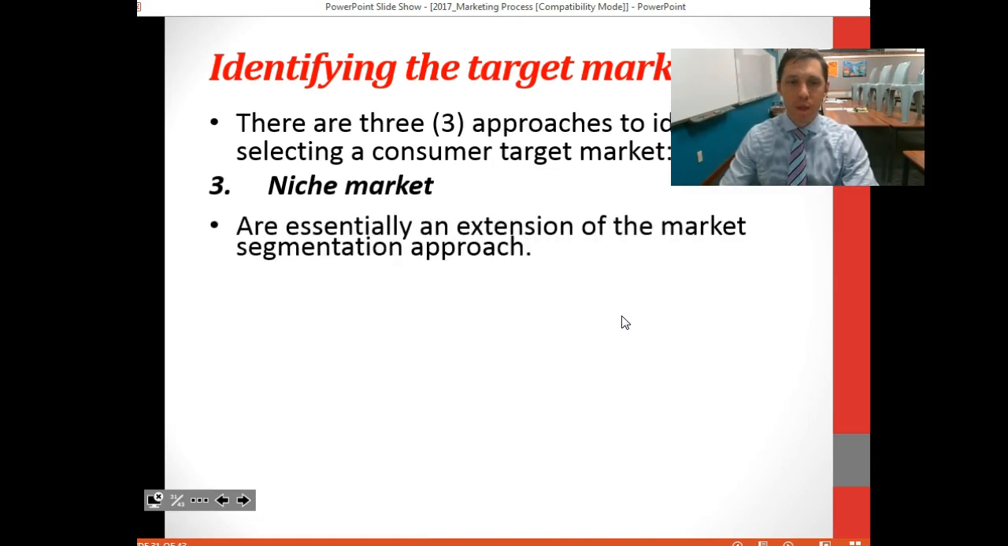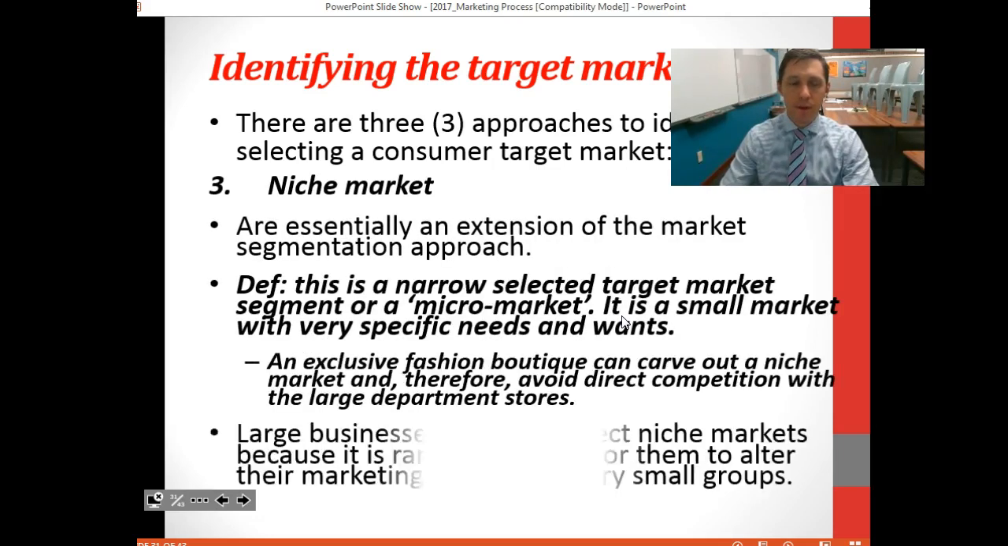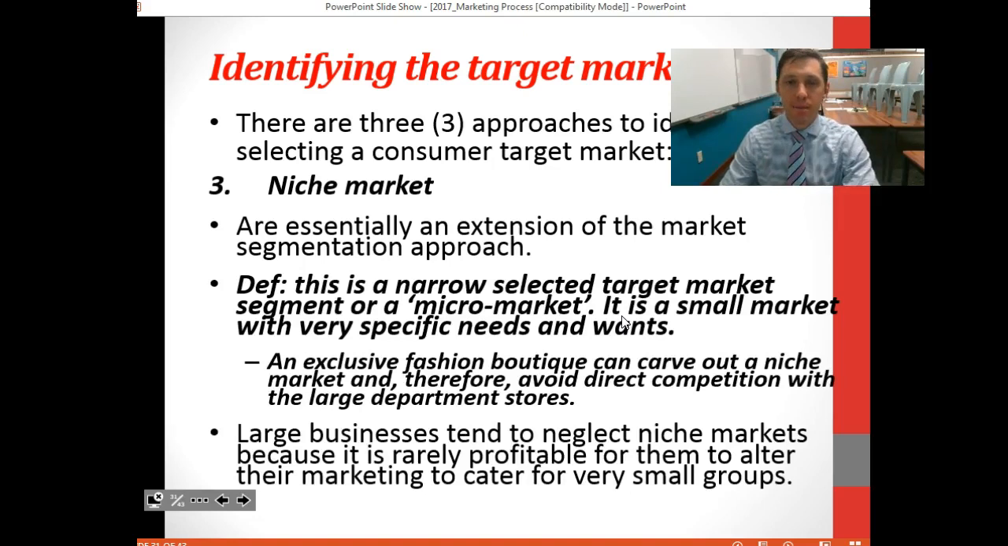Okay, that means essentially an extension of the market segmentation approach, but it's looking at a very narrow target market, very narrow. An exclusive fashion boutique, for example, can carve out a niche market and avoid direct competition with the large department stores. So a small boutique store on Pitt Street in the city that is the only store has undertaken a niche market approach, and their target market are those people who shop in those types of stores. Large businesses tend to neglect niche markets because it's rarely profitable for them to alter their marketing to cater for very small groups.